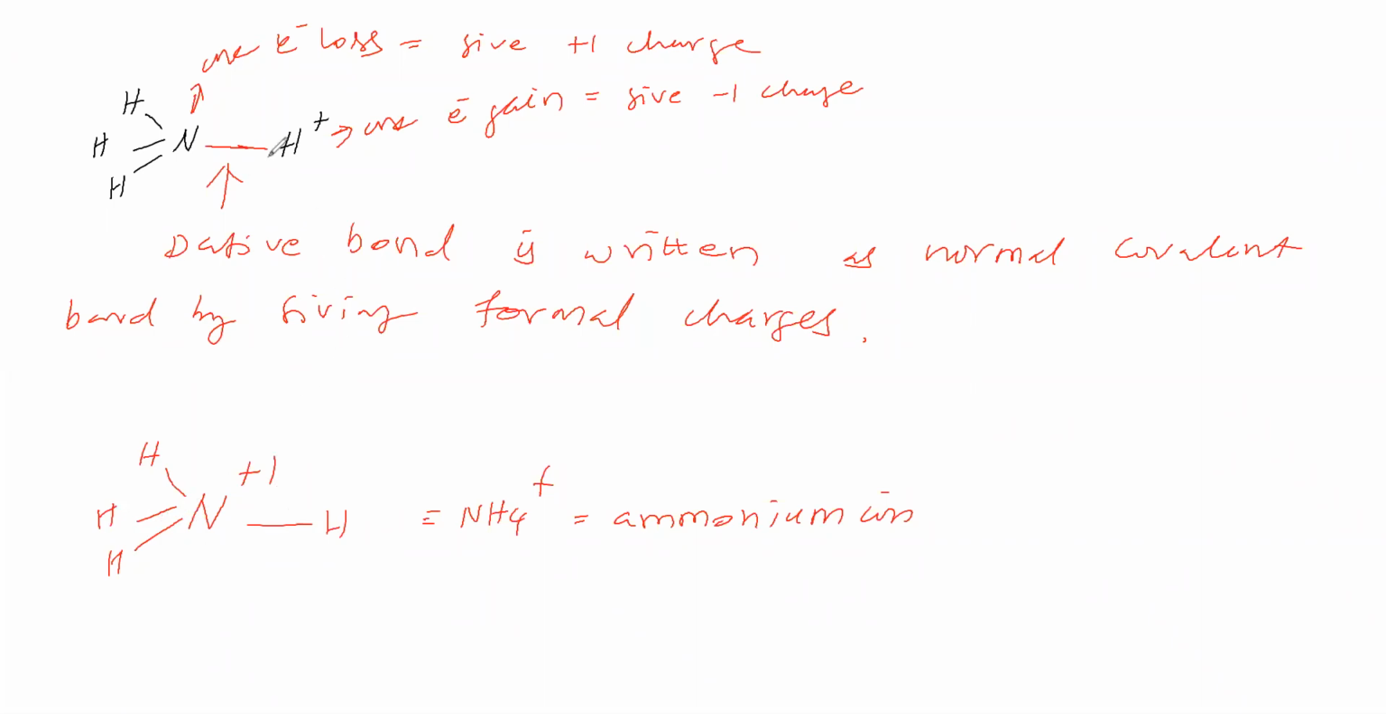So now here we have given formal charges, so you got an idea. Which is the donor, for that you have to give +1, and which is the acceptor, for that you have to give -1.